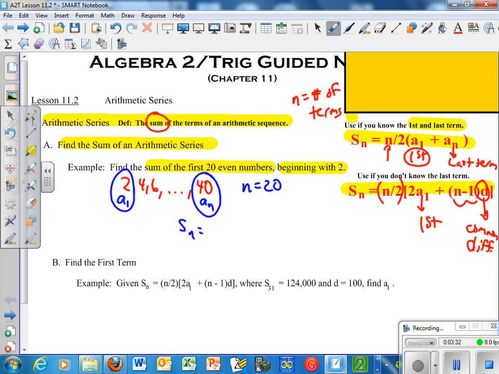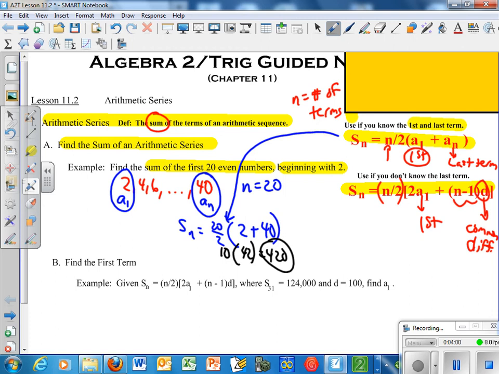So we are going to use the first formula. You can actually use either formula here, but if I use this first formula right here, we're going to take n divided by 2. Well, n would be 20, so 20 divided by 2 times the first term, which is 2, plus the last term, which is 40. So 20 divided by 2 is 10. 2 plus 40 is 42. So it'd be 420. So there is using the first formula.